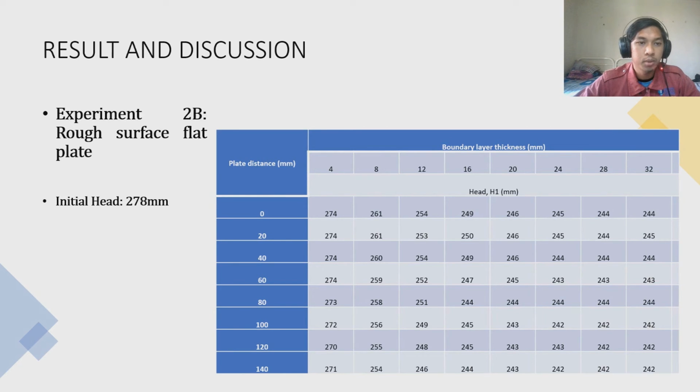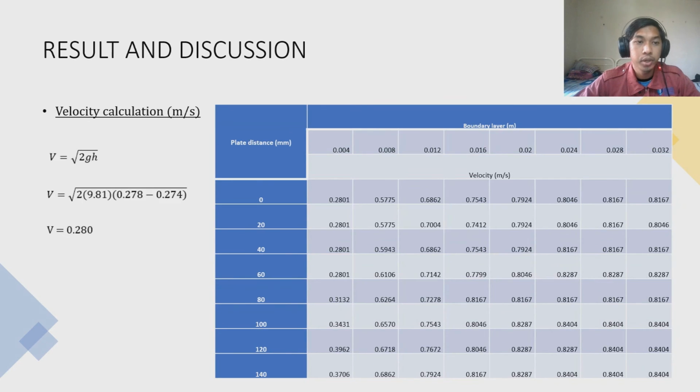Next, experiment 2B is a rough surface flat plate. The initial head is 228 mm. So here is the head for each of the parameters in experiment 2B. Next, we do a calculation on the velocity. For the velocity, we use the formula v equals square root of 2gh. Then after we calculate, here is the velocity for each of the parameters.